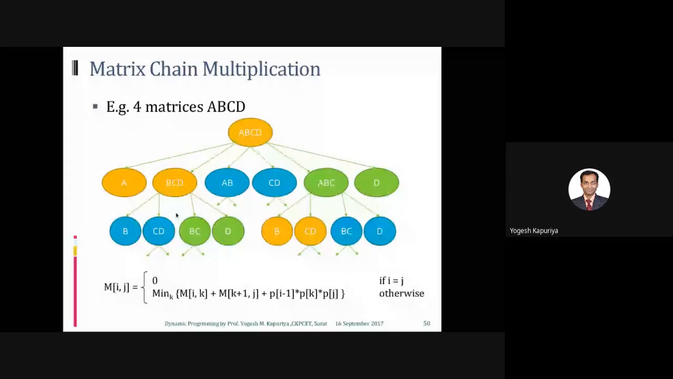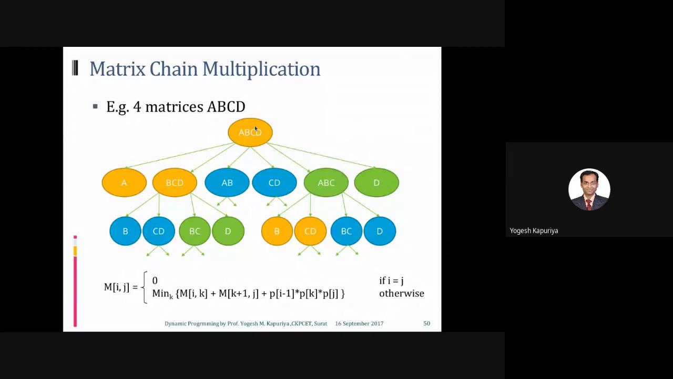Let's try to understand from this graph. You have been given A, B, C, D. So when you have been given ABCD and you are interested to put a parenthesis, you will simply generate this. This is just for the representation. We are not actually generating any tree, but this is just for your understanding of how it can be done. So first you put parenthesis after A, so that will generate A and BCD. Then you put parenthesis after B, so that will generate AB and CD. And then you put ABC and D.